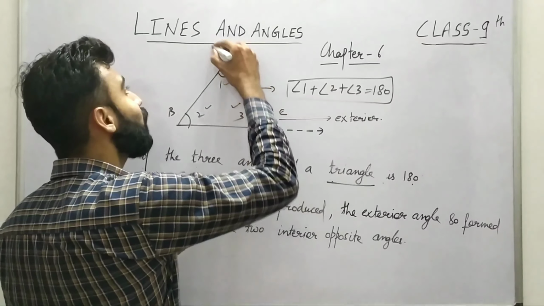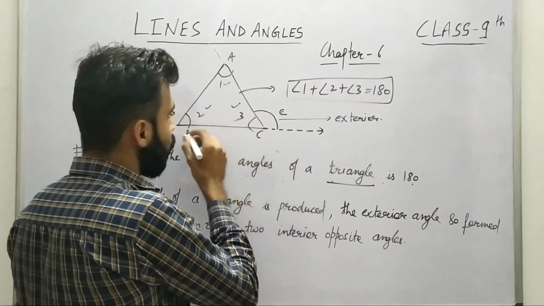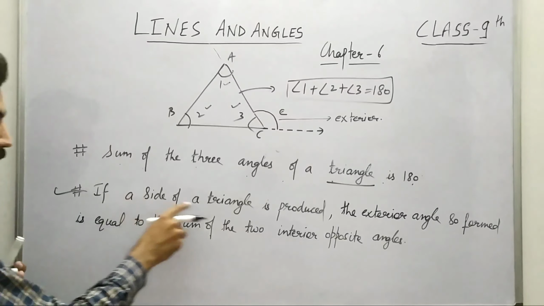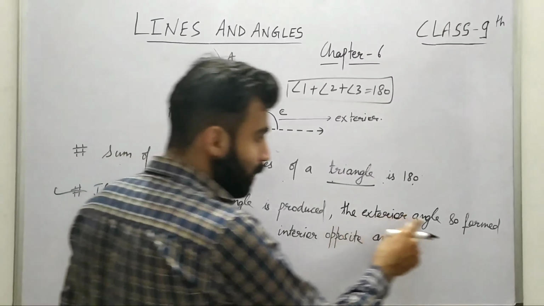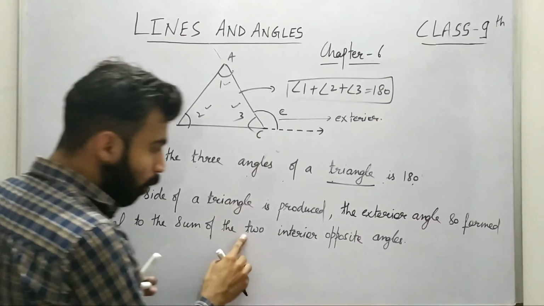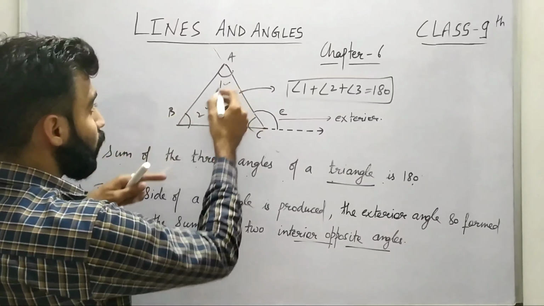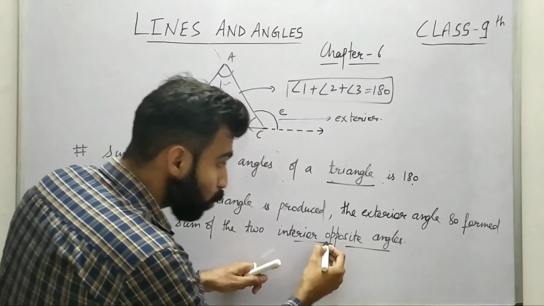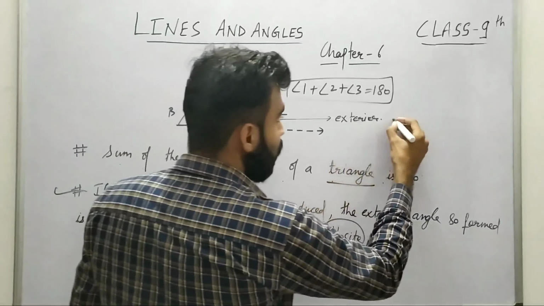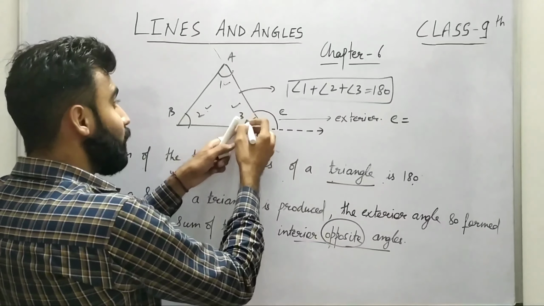You can also produce that side or that side, and an exterior angle will be formed. Here I have produced BC. So the thing is, if a side of a triangle is produced, the exterior angle so formed, this one, is equal to the sum of the two interior opposite angles. There are total three interior angles. The statement is saying that the exterior angle will be equal to the sum of the interior opposite angles.